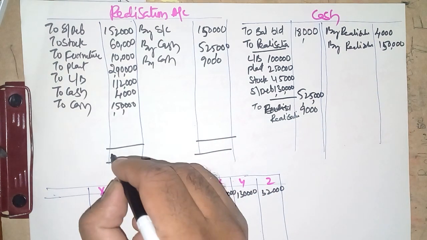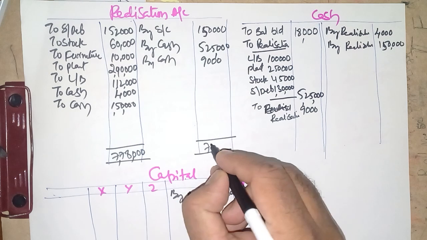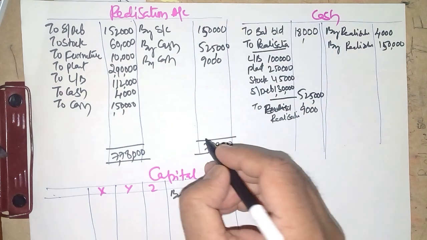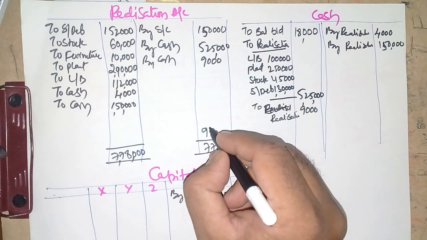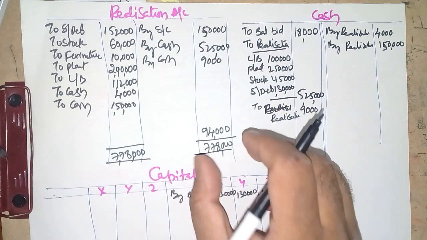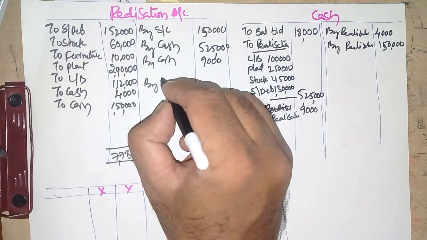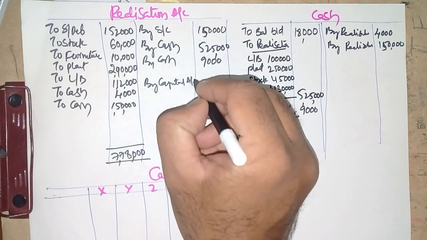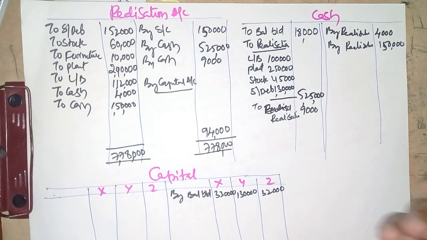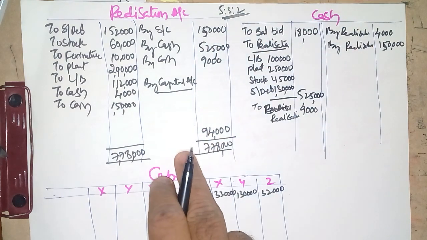Now 7,78,000 is the summation of the realization account. 778 minus these values, we will get 94,000. So realization loss, we are getting 94,000. Now this realization loss, as we are getting credit balance, goes by capital account, right? So in capital account, in which proportion were they sharing profit and loss? In the question it is given 5:3:2. Their old profit sharing ratio is 5:3:2. In this ratio we will distribute this loss.